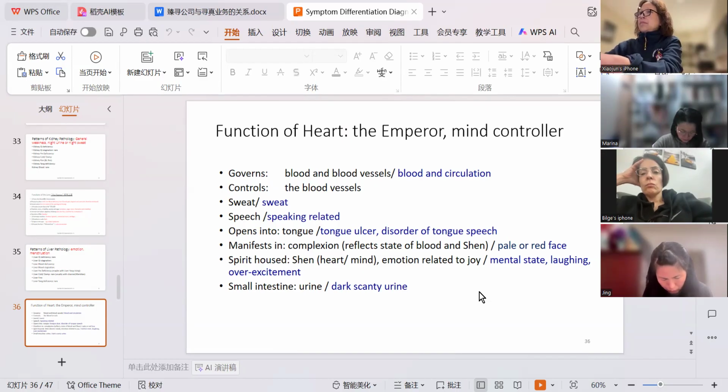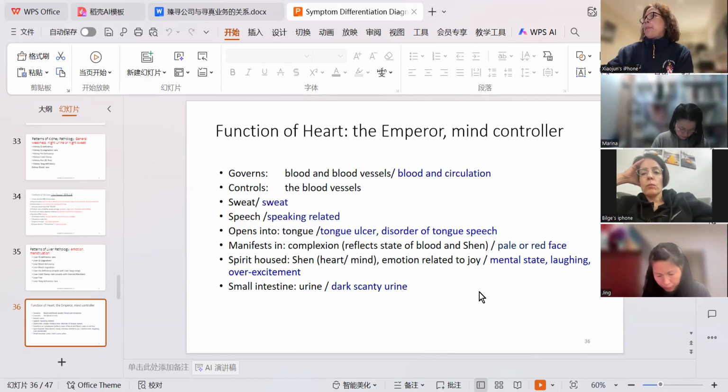Yeah, and the heart opens to the tongue, so it's related to speech as well. And also, the heart is controlling the mind, your reasoning. That can be controlling the movement of the speech and tongue that are also under the control of the heart.